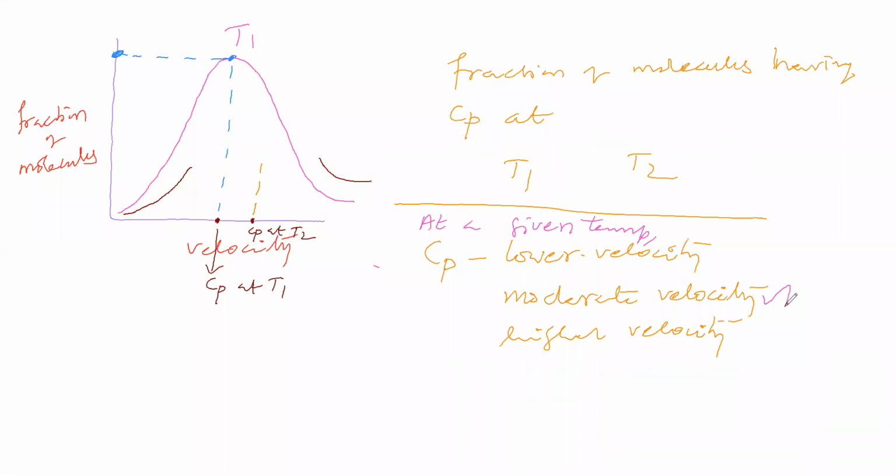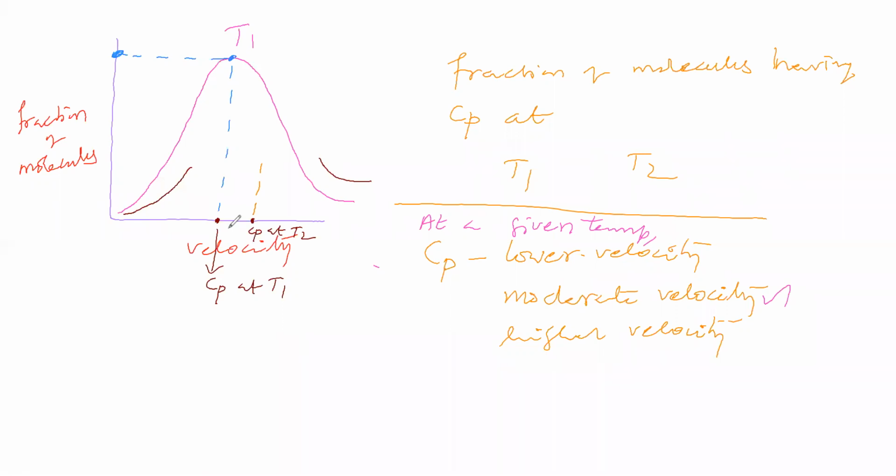You see the T1 graph, it will say T1 curve. You see, the T1 curve is like this. See, higher velocity is possessed by a less fraction of molecules. Lower velocity is possessed by a less fraction of molecules. Moderate velocity is possessed by a higher fraction of molecules.